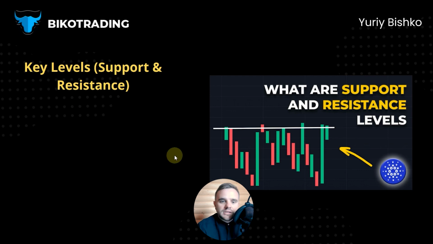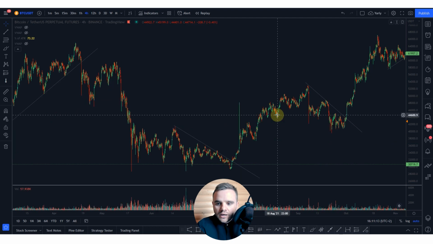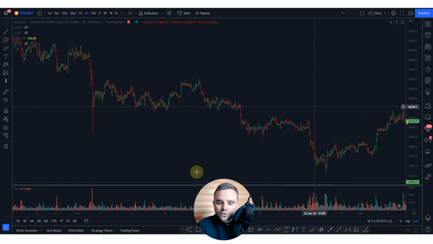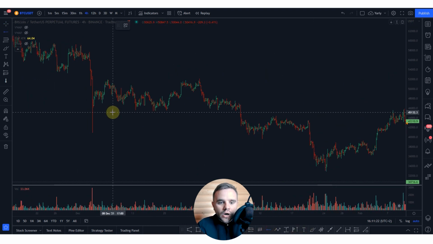Another thing that's really important in trading is the key levels. Some people call it support and resistance. Some people build exact levels, some people build zones. Both are good, and both have advantages and disadvantages, but for trading it is far more important to build clear levels.